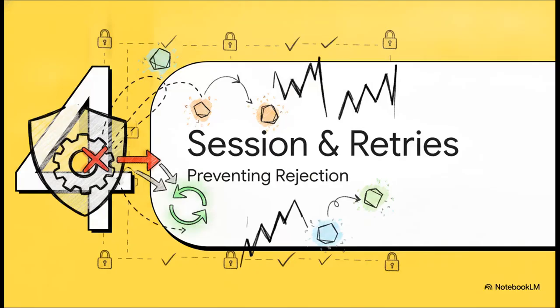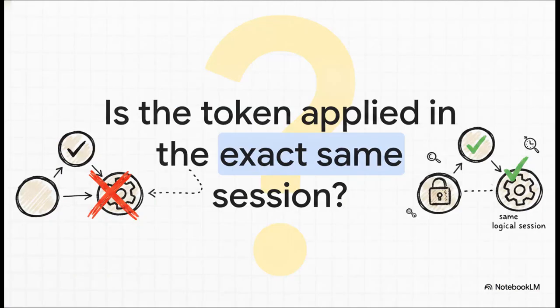Part 4, session context and retries. Let's dig into why your perfectly good tokens might still be getting rejected. Imagine this. You get a valid token, you plug it in, and the downstream workflow still fails. Why? Well, ask yourself this one pivotal question. Is the solved Captcha token being applied in the exact same logical session?